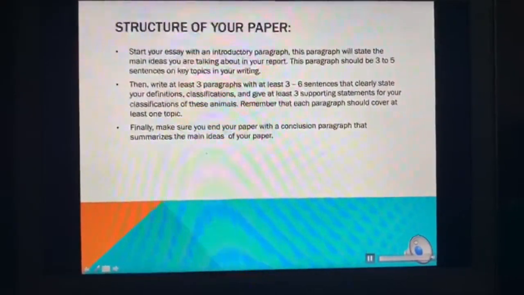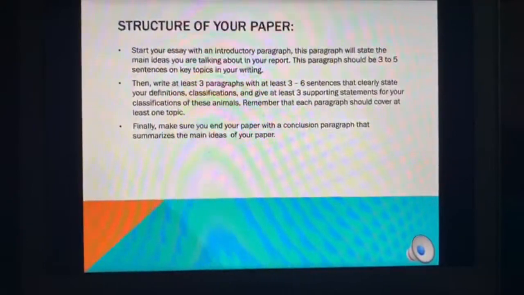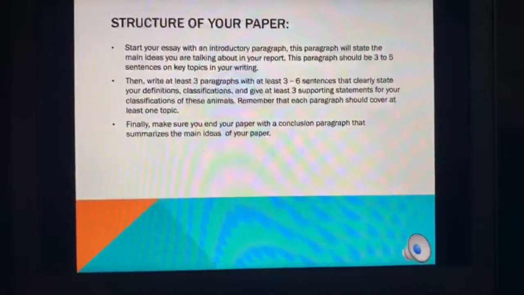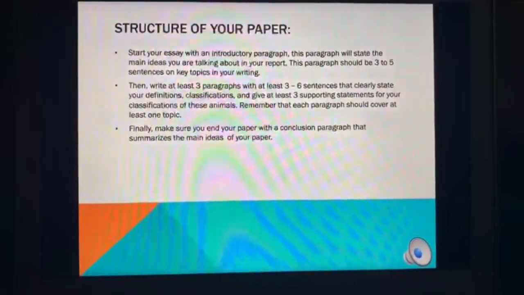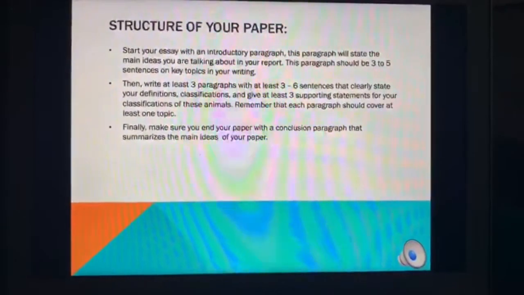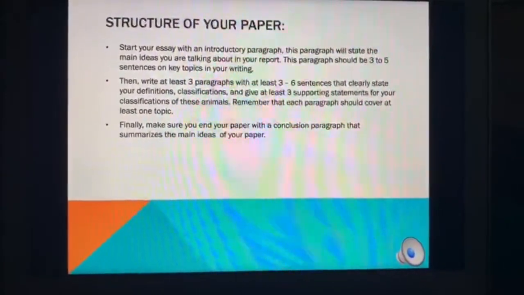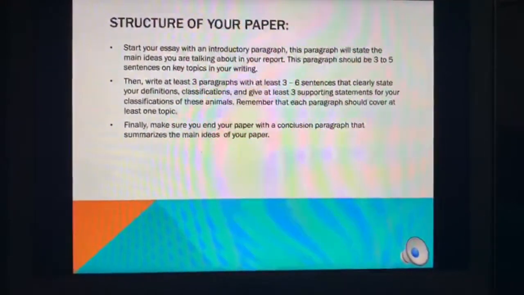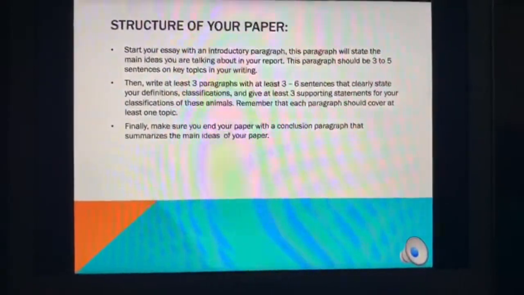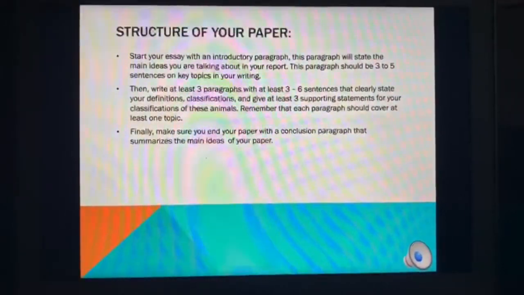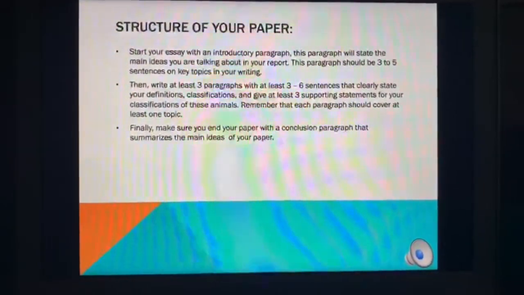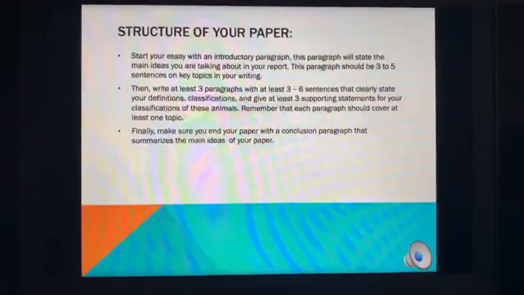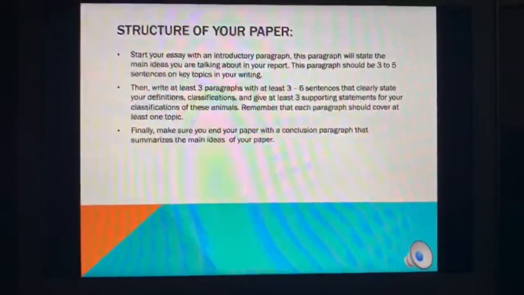I'm going to go over the structure of your paper. Like any good 5-paragraph paper, you should start your essay with an introductory paragraph. This paragraph will state the main ideas you are speaking about in your report. This paragraph should be 3 to 5 sentences on key topics in your writing. Then, I want you to write at least 3 paragraphs with at least 3 to 6 sentences that clearly state your definitions, classifications, and give at least 3 supporting statements for your classifications of these animals. Remember that each paragraph should cover at least one topic. Finally, make sure you end your paper with a conclusion paragraph that summarizes the main idea of your paper.